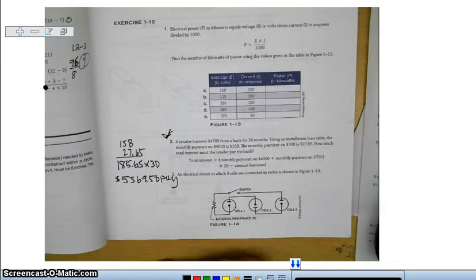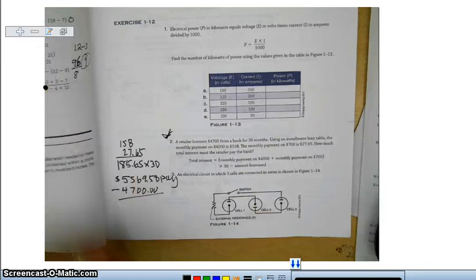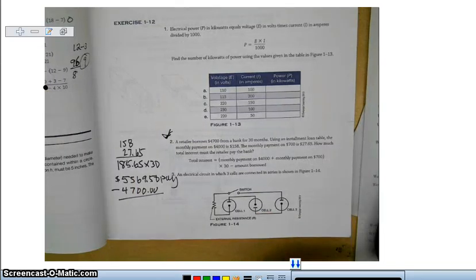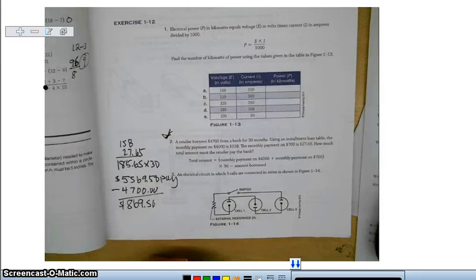Okay, finally I'm going to subtract from it the amount that I borrowed, $4,700, and what I have left is the amount of interest. So the amount of interest is $869.50.